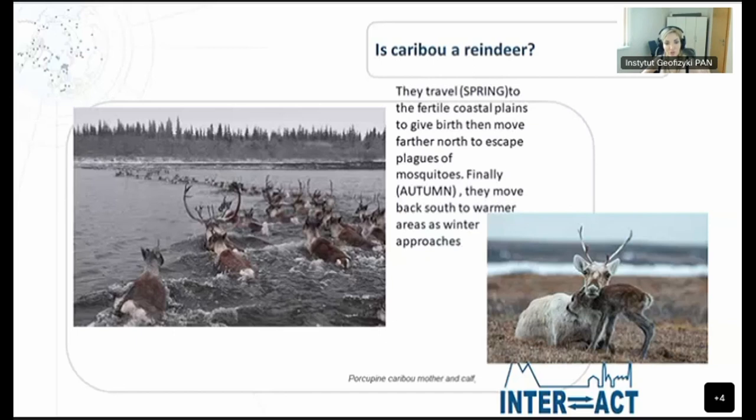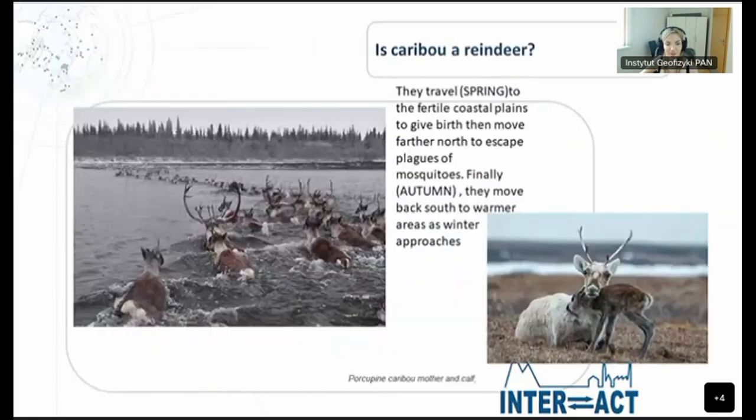So they search for food, but they are ready to trade food for avoiding those irritating biting flies and mosquitoes. But they can only do that when there is enough food in the north. So there is a balance between searching for a safe ground from the mosquitoes and the one that offers enough protein-rich food, again to accumulate fat for the winter, to grow antlers, to produce milk for the offspring, and so on.